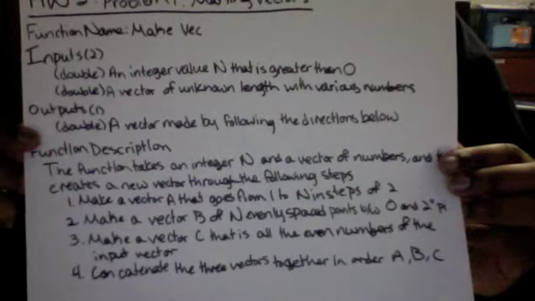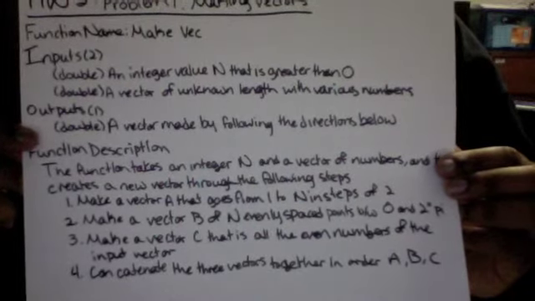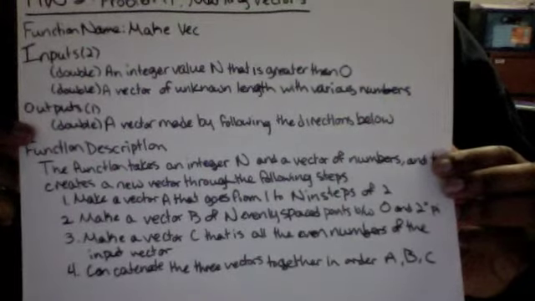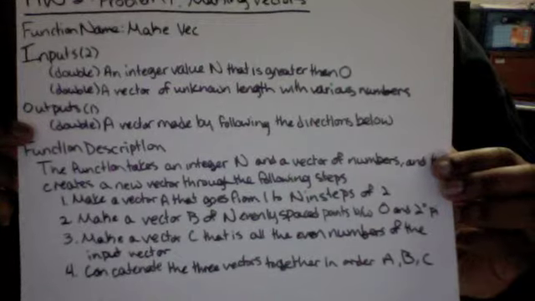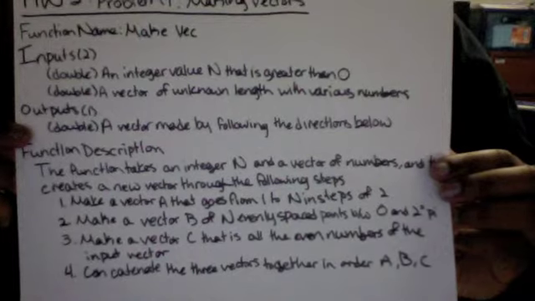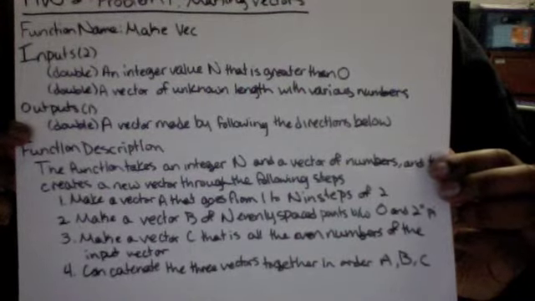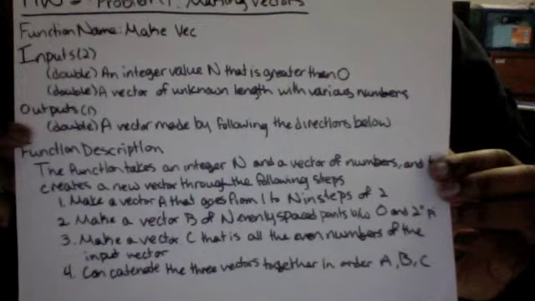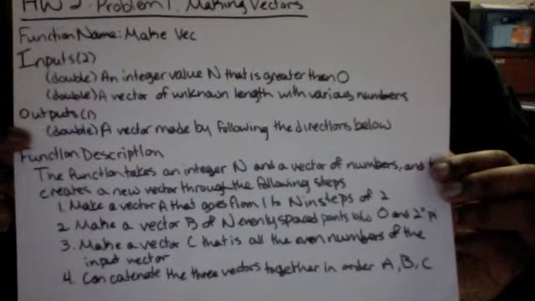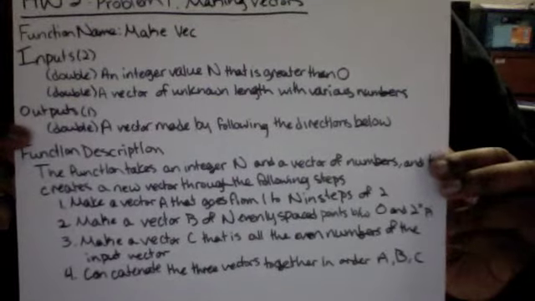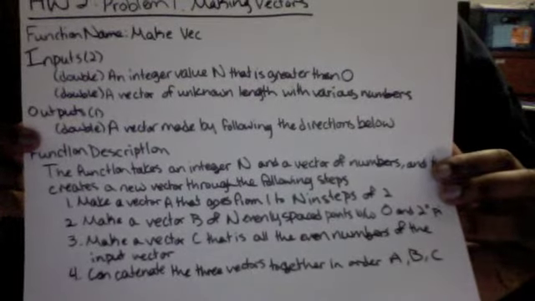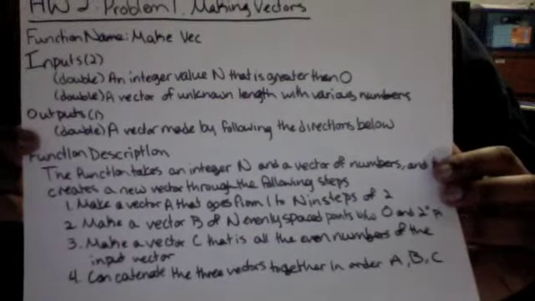Our one output is a vector made by following the directions in the description, and the description tells us that the function takes an integer n and a vector of numbers and creates a new vector through the following steps. 1, make a vector a that goes from 1 to n in steps of 2. 2, make a vector b of n evenly spaced parts between 0 and 2 times pi. And 3, make a vector c that is all the even numbers of the input vector. 4, the last part is to concatenate all three vectors together in the order a, b, c.